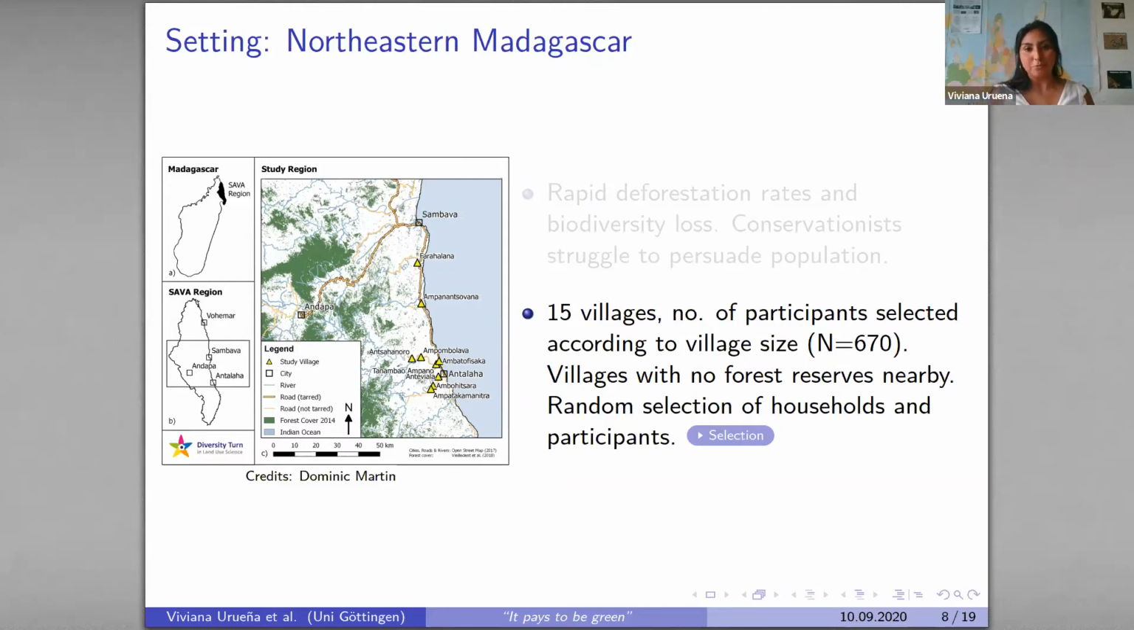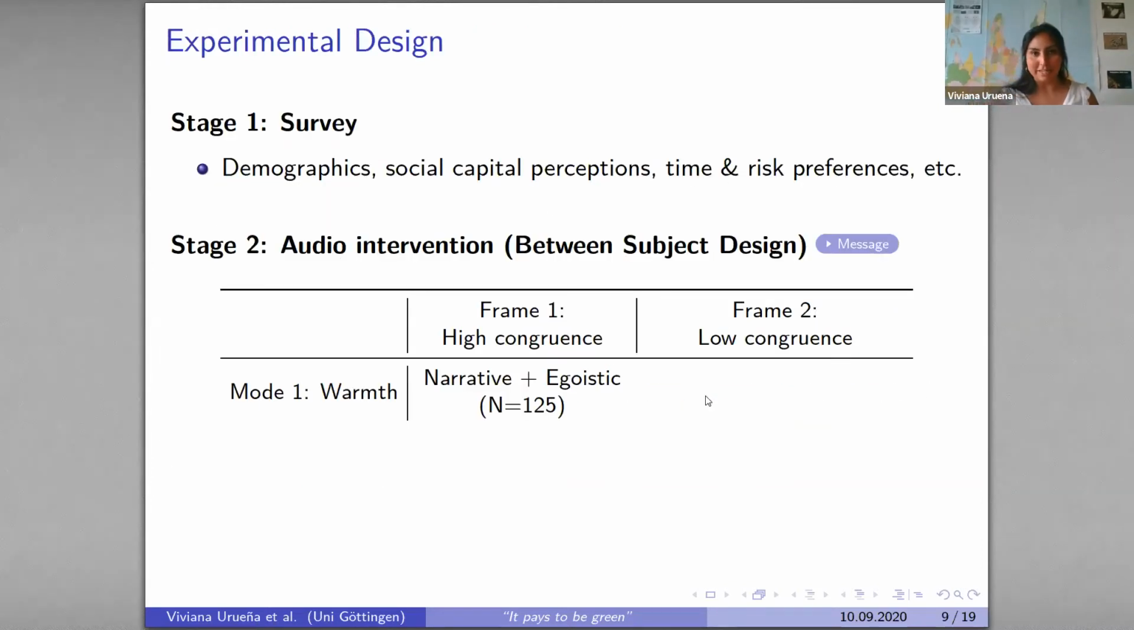Once we were at the village, we did a random selection of households and also of participants. And now our experimental design consists of 3 different stages. In stage 1, we collected information from the participants on demographics, social capital perceptions and preferences.